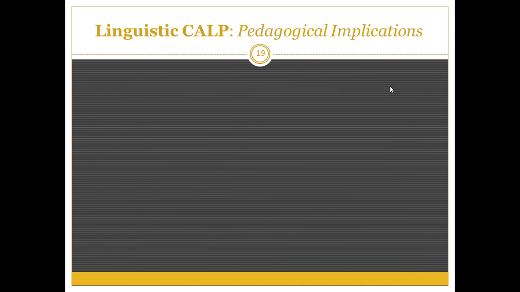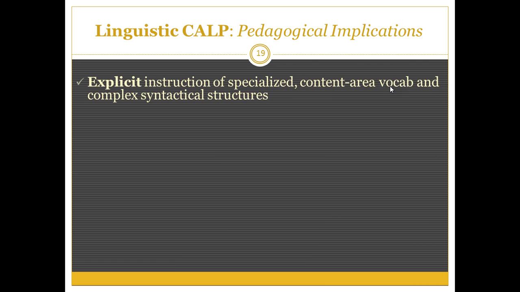So now we're going to move into the final stage where we look at pedagogical implications. We're going to look at 3 types of implications for pedagogy: linguistic, metacognitive, and oral language strategies. So starting with linguistic CALP. Again, explicit instruction is needed of specialized content area vocabulary and complex syntactical structures. Students do not pick these things up on their own, especially if they have low metalinguistic awareness and low cognitive proficiency in their L1. They need the extra explicit information.